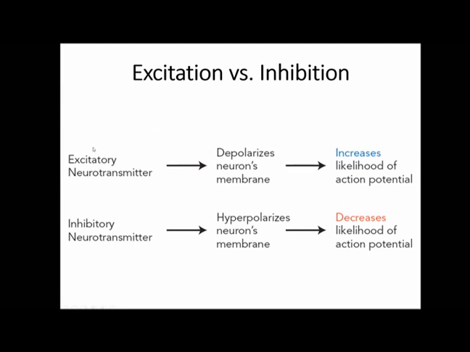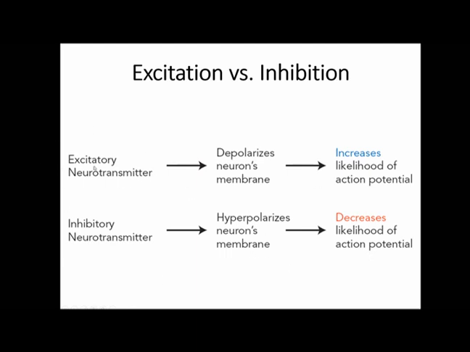So we can look at it this way. Excitatory neurotransmitters, they are going to depolarize. So we're getting closer to zero. So the charge becomes less as we get closer to the absolute value of zero. We're going to depolarize that neuron's membrane. And when it happens like that, we can increase the likelihood of an action potential. So if you depolarize it enough, you can actually trigger an action potential. The inhibitory neurotransmitters, those are going to hyperpolarize that neuron's membrane. They are going to make it extra negative. The charge is going to get larger. And by doing that, they decrease the likelihood of an action potential because the resting potential becomes way more negative and it's harder for an action potential to occur.